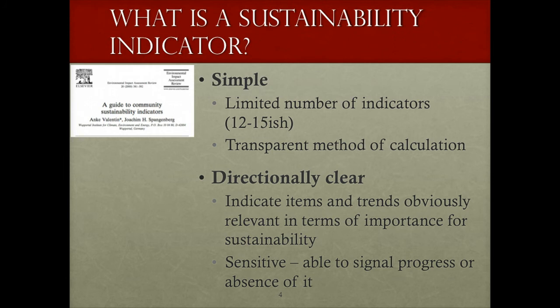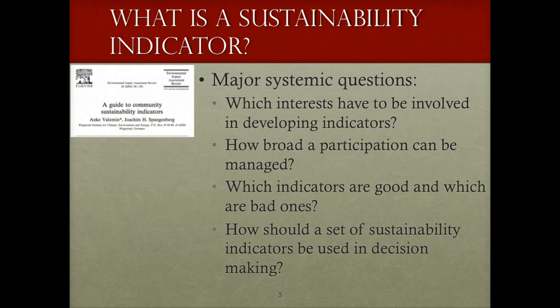The authors go on to define a set of systemic questions that must be answered when defining sustainability indicators. Which interests have to be involved in developing indicators? How broad a participation can be managed? Which indicators are good and which are bad ones? How should a set of sustainability indicators be used in decision making? Answering these questions will help limit the subjectivity of the directionally clear requirement.